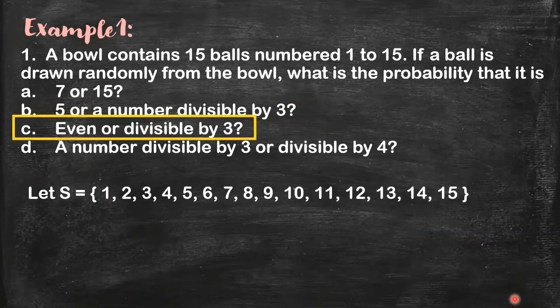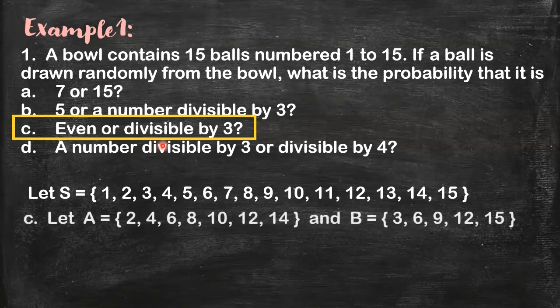Let's try C. We have two events here: getting an even number, or getting a number that is divisible by 3. What is in our set A? The even numbers. So you start with 2, 4, 6, 8, 10, 12, 14, right? For the numbers divisible by 3, you also skip count by 3s. So these are the two events. Do you see any intersection or common elements between them?